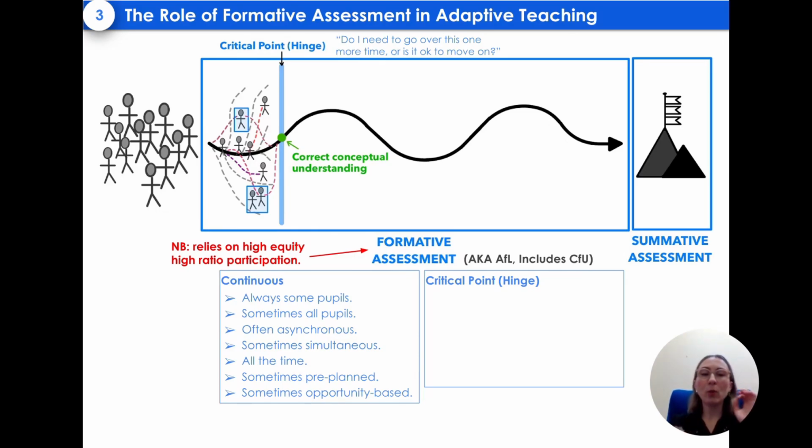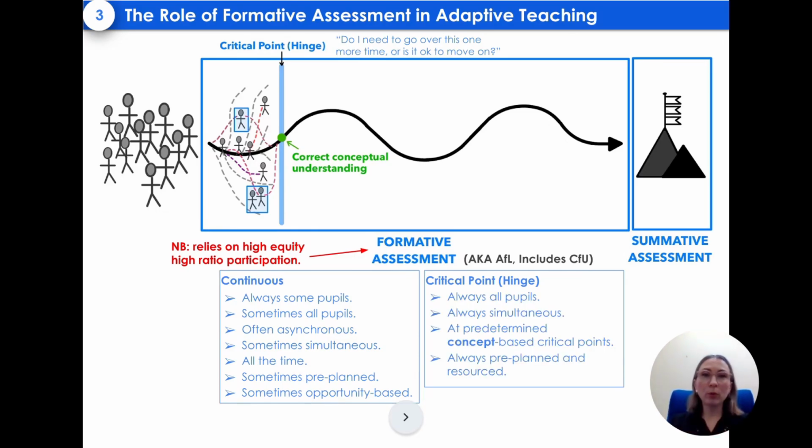And then we can design a hinge point assessment, which will be all pupils at the same time, simultaneously, and we will predetermine what this point is going to be. And it will be based on a concept. So we'll decide what are the key concepts in the learning journey that I'm teaching at the moment, be they substantive concepts or second order. Is there a threshold concept that I can revisit here and that I can actually really check? I can add to the understanding of that. So we design a hinge point assessment based on a concept that we have predetermined. We carefully plan and craft that critical point assessment, that hinge point assessment. We resource it. We make sure it has visual and verbal instructions. We make sure that we know how we want pupils to respond.